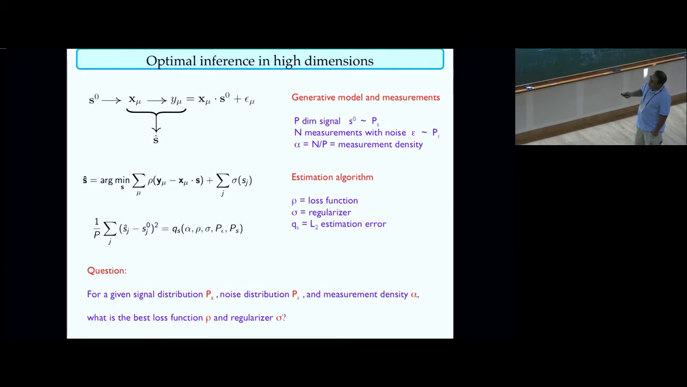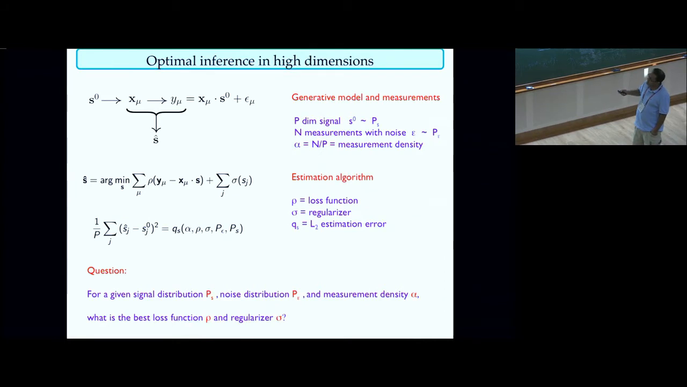So you get access to the inputs and outputs. You can think of x mu as an input, y mu as an output. This is your training data. And from this training data, you have to estimate an S hat, which should be close to S0, right? So let's say you have a p-dimensional signal, so S0 is p-dimensional. The components are drawn IID from some distribution. It doesn't have to be Gaussian. It could be some arbitrary distribution.